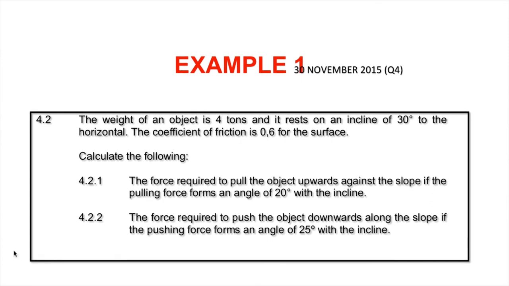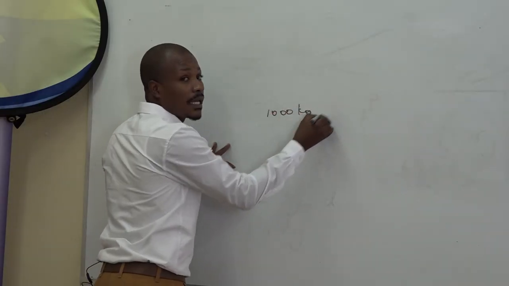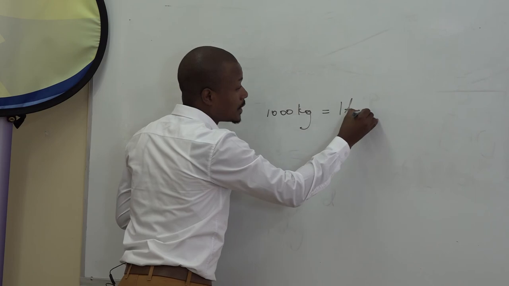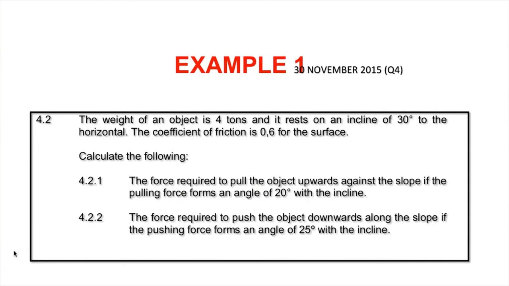Before we continue, 1,000 kg is equal to 1 ton. You know that, right? 1,000 kg is equal to 1 ton. Don't forget that. The weight of an object is 4 tons and it rests on an inclined plane of 30 degrees to the horizontal. The coefficient of friction is 0.6 for the surface.